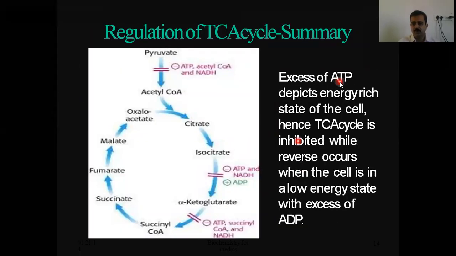Regulation. Excess of ATP indicates an energy-rich state of the cell. Hence the TCA cycle is inhibited, while the reverse happens when the cell is in a low energy state without excess ATP. See here, these are the points by which the inhibition of the cycle would take place and there will not be formation of ATP molecules.